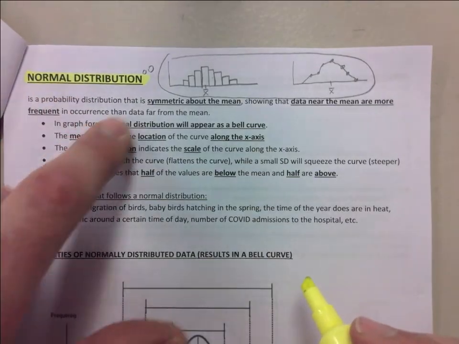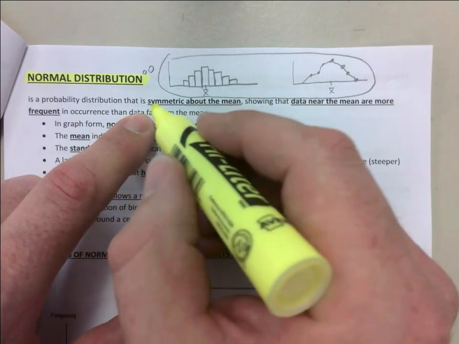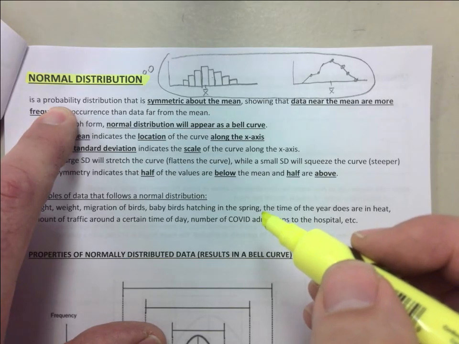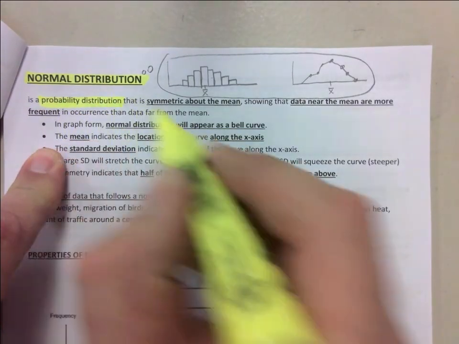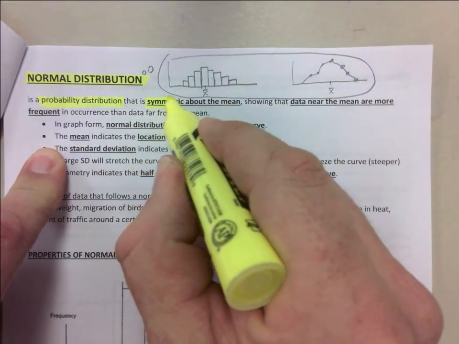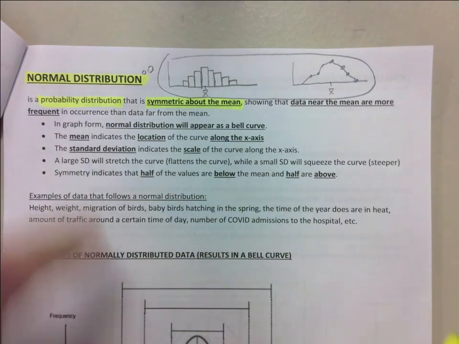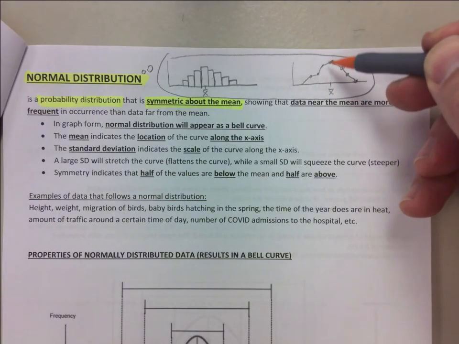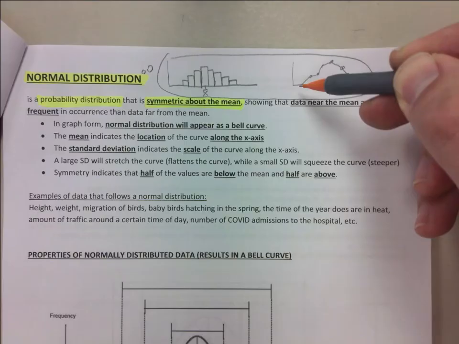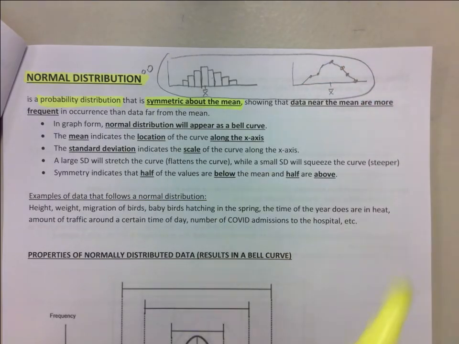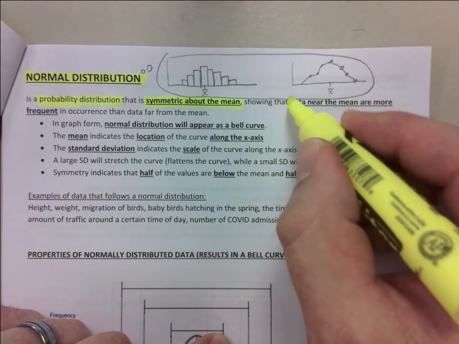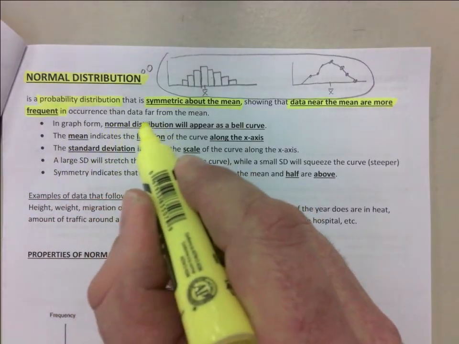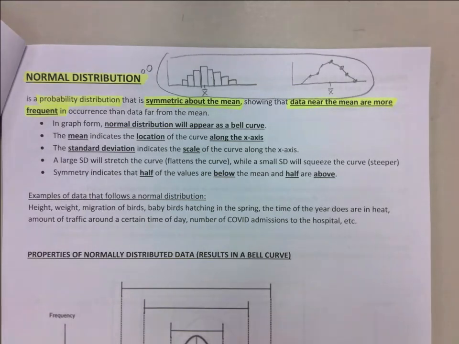So what is normal distribution? It basically shows us probabilities. It gives us the likelihood, right? Probability distribution. And we notice that it's symmetric about the mean. What does that tell us? That if you were to take the mean and cut this graph in half, you would have 50% of data below it, 50% above it, okay? Showing that data near the mean are more frequent in occurrence than data far from the mean, okay?